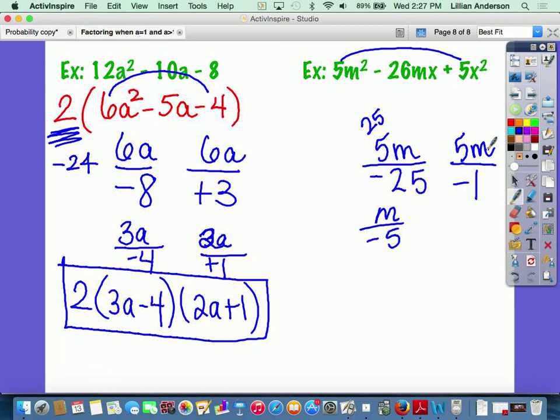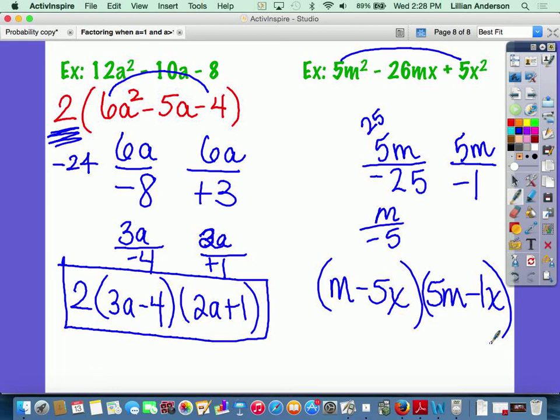Now I know what you're thinking, but there's an x here. I'm not really quite sure what to do. If you recall from the other day, when you have a variable at the end, that just means you have to put the variable at the end of your binomial. So we're still going to have m minus 5 and 5m minus 1, but just now we're going to have an x at the end of both of those. And that is your final answer.